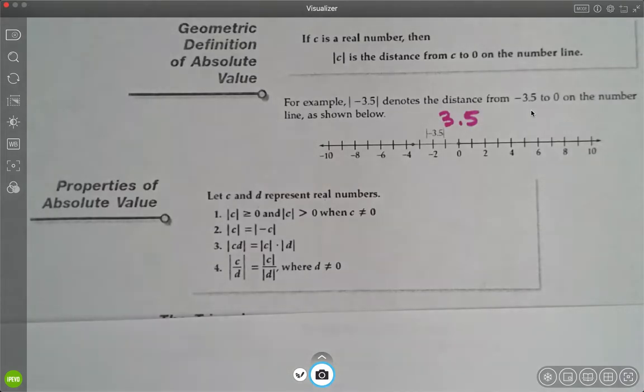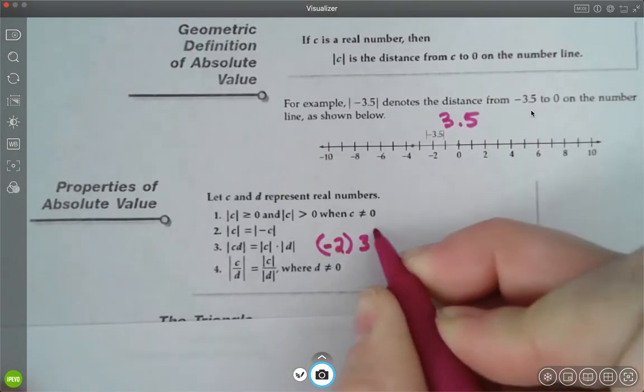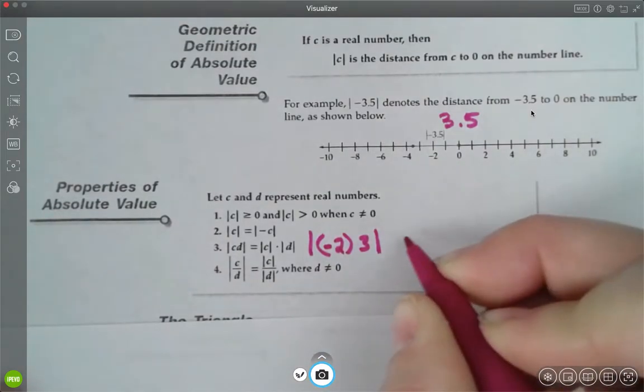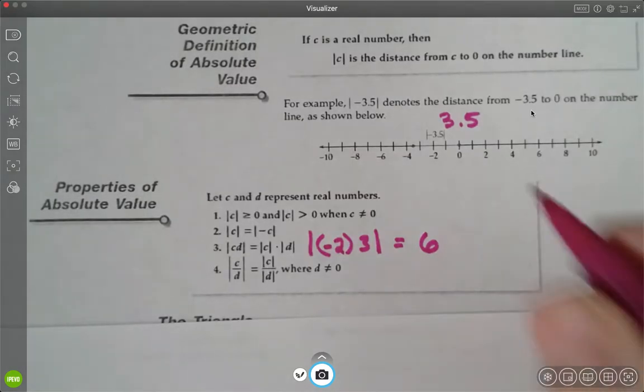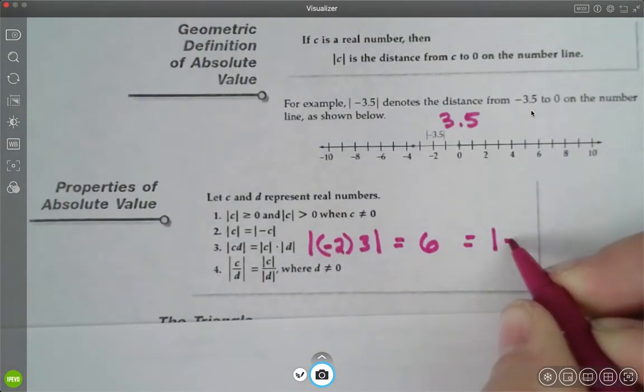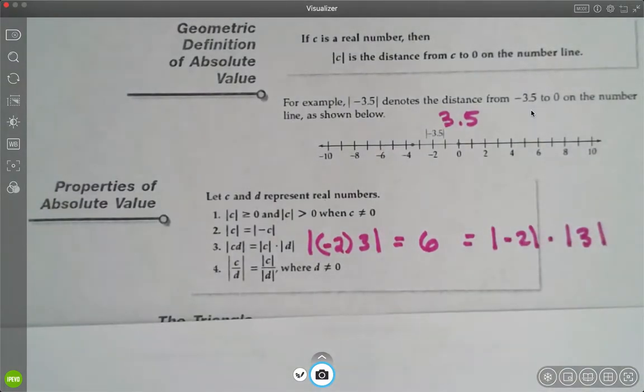Example, let's say I have negative 2 times 3, in an absolute value. That is going to be positive 6, which is the same thing as the absolute value of negative 2 times the absolute value of 3. Does that make sense? Yes? So both of those things are the same. That's what example 3 is illustrating.